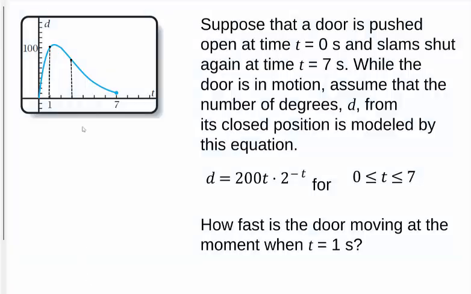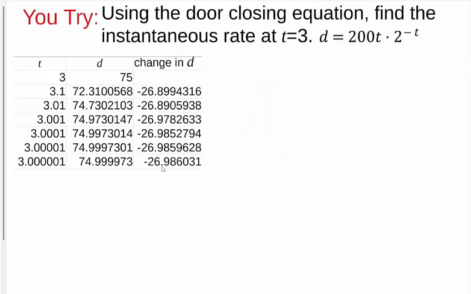So what we can see here is that it is closing. It's moving closer to its closed position. So here it's moving farther away. It's increasing. Here it's decreasing. So the change should be negative. And it is. Again, our limiting value is about negative 26.986. Okay.